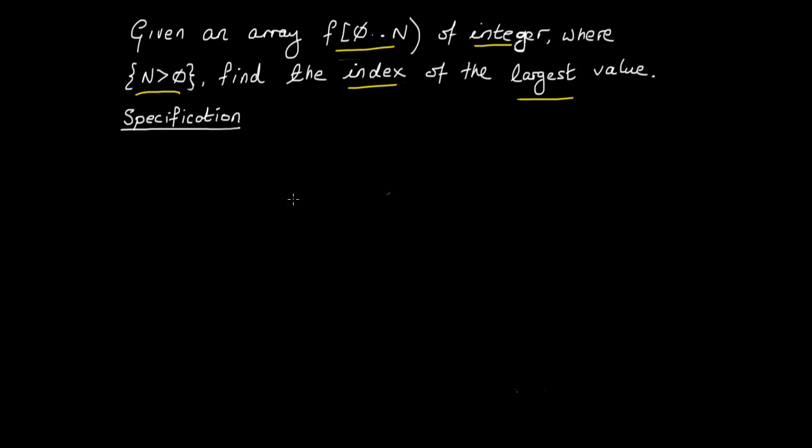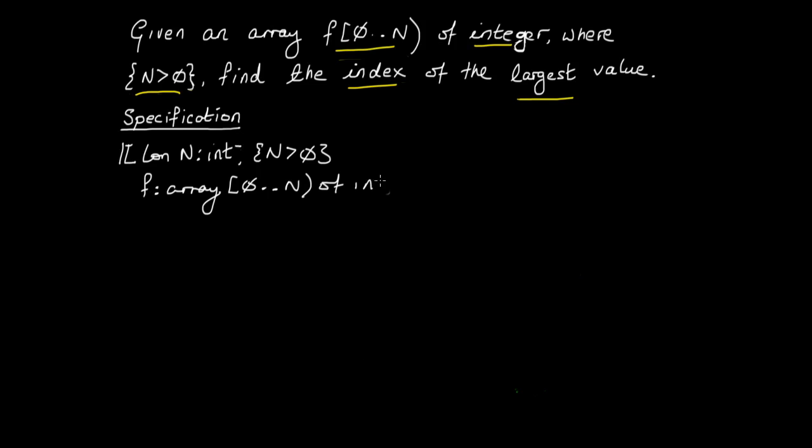So let's write down our specification. We'll have con n of type int, and that will be n greater than 0, and that comes from the question itself. We have f is the array, and that is from 0 to n, and the type of the array is an integer array.